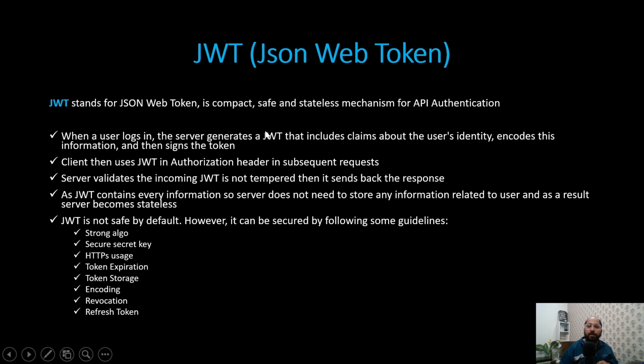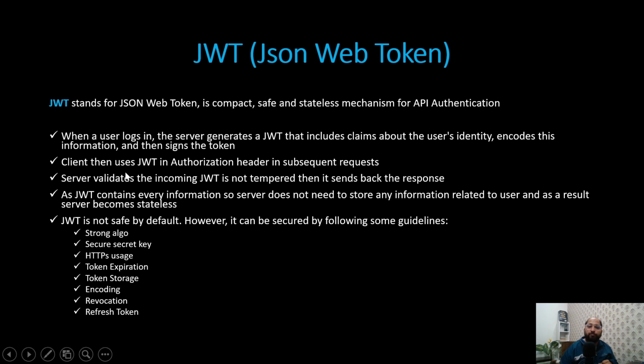When we generate the JWT token, it contains some user information related to user identity. It encodes this information and then signs it with some algorithm, meaning with some mechanism. Then it generates the token and hands it over to the user or the client. The client will then use this JWT in the authorization header in subsequent requests.